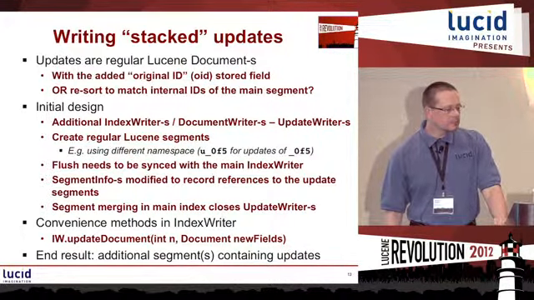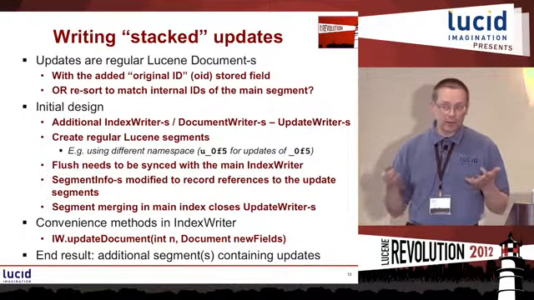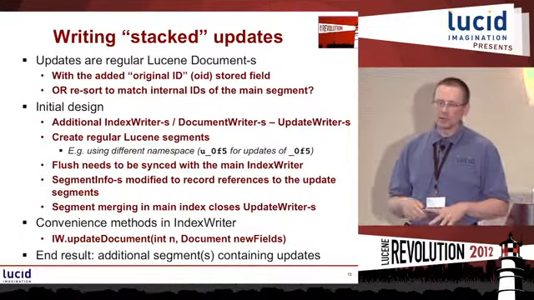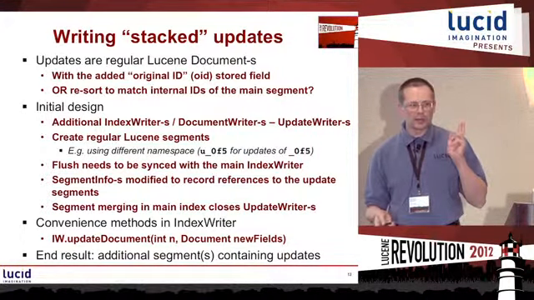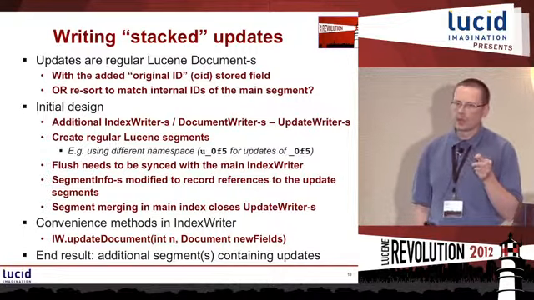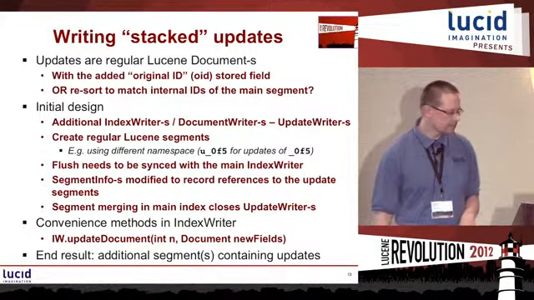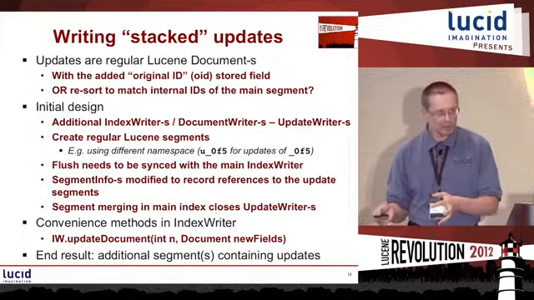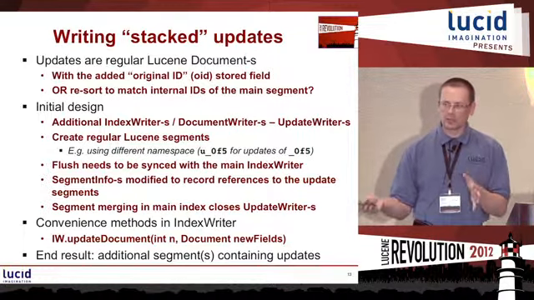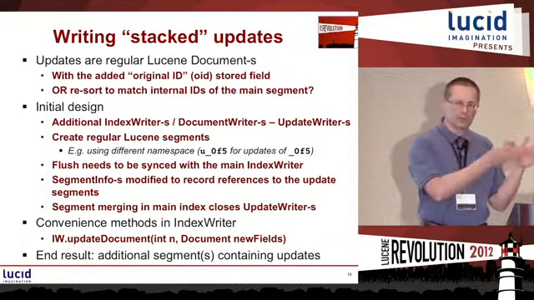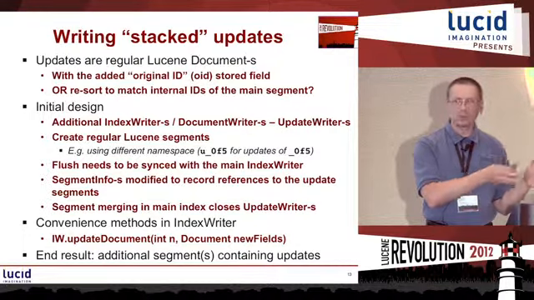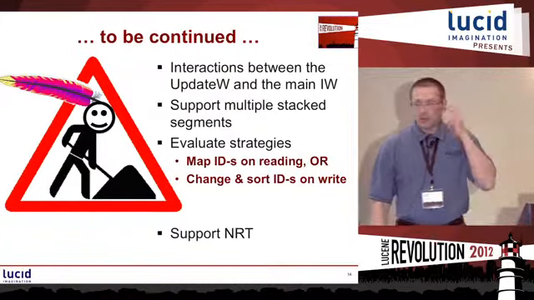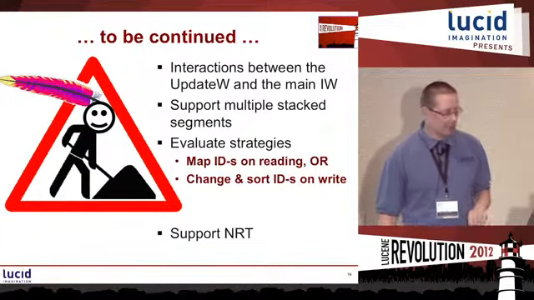So, I can imagine that we would want to give users some convenience methods in the index writer, so that you can specify, okay, I want to update document number X, and here's my new data. And the end result of this whole process should be a new segment that stores updates that correspond to a particular main segment in Lucene. So that's as much as I have on the writing part.